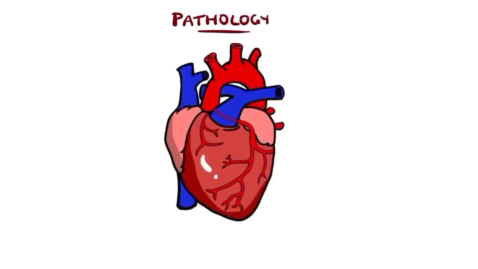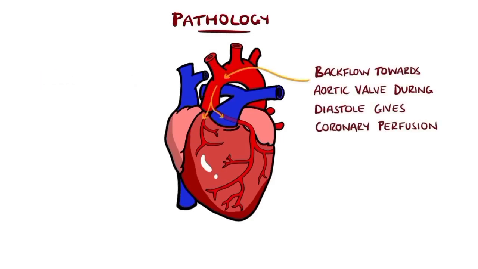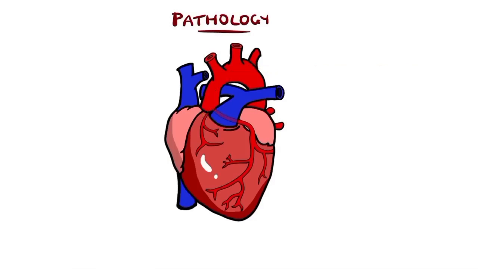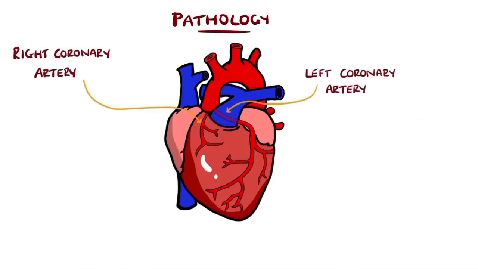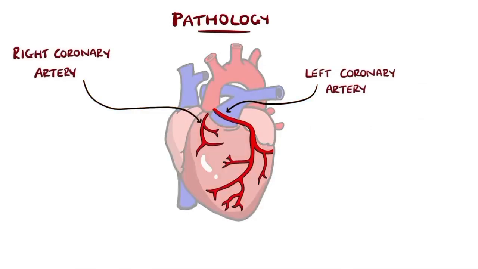The heart is supplied with blood via the coronary arteries, which are connected to the aorta near the aortic valve. When the heart is in diastole, the backflow of blood to the aortic valve leads to the coronary arteries being perfused. There are two main coronary arteries, the left and the right.